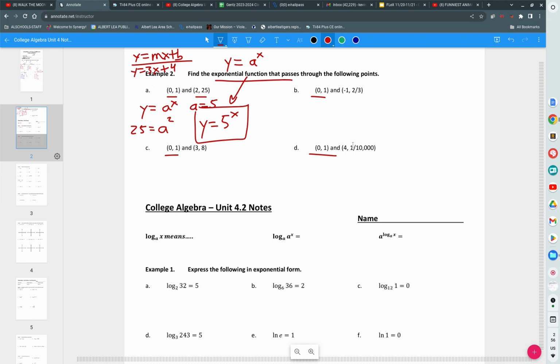The next one, I've got a negative number here. So I have y equals a raised to the x power. So the y value is 2/3. What number do you take to the -1 power to get 2/3? What does it mean to take something to the -1 power? You flip it. What number did you flip to get 2/3? 3/2. So a is equal to 3/2. So you have y is equal to 3/2 raised to the x power.